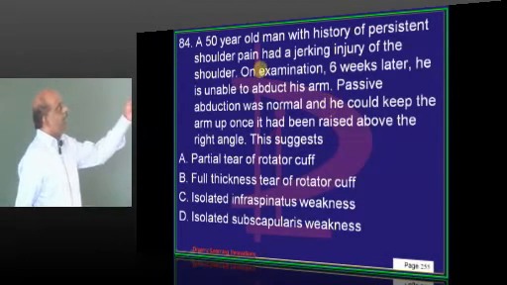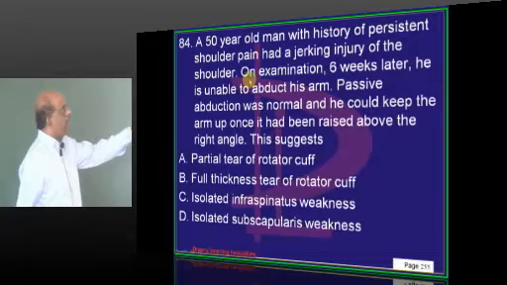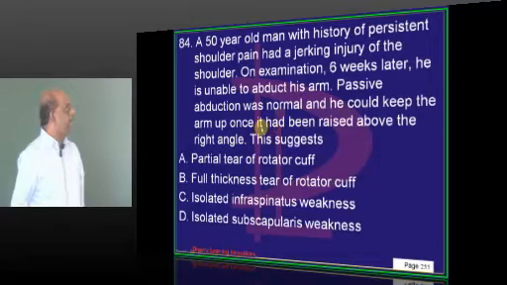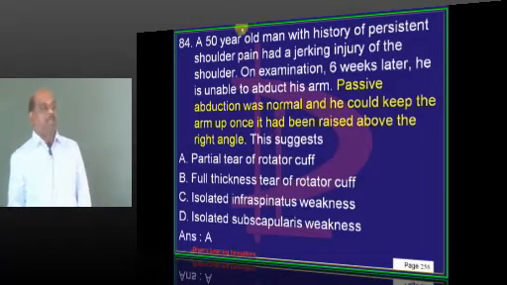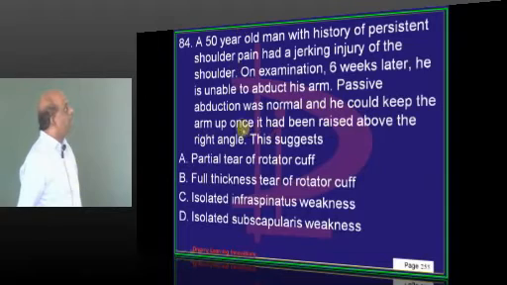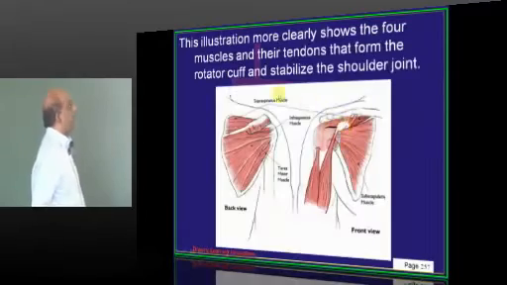Persistent shoulder pain, had a jerking injury of the shoulder, passive abduction was normal, and he could keep the arm up once it had been raised above a right angle. Partial tear of the rotator cuff. You answered complete tear? D. Oh, subscapularis weakness, you thought. Okay.